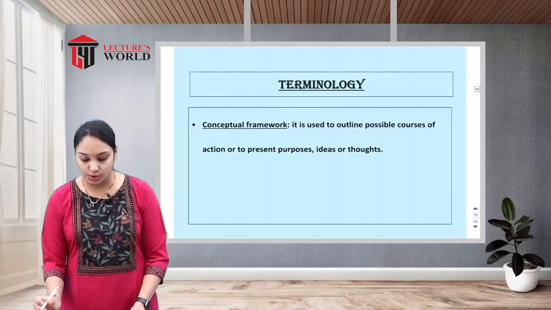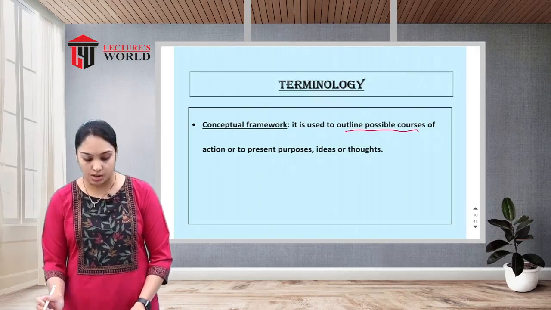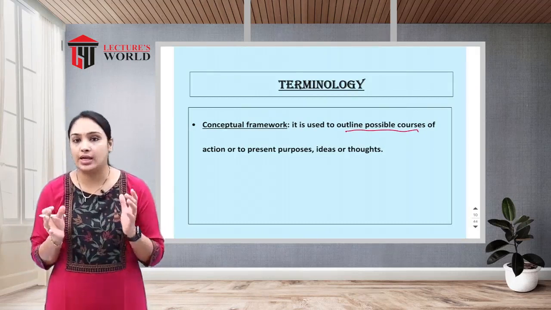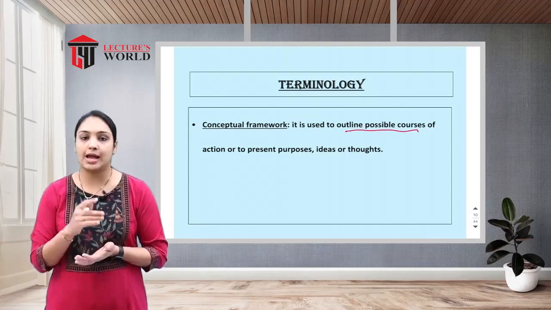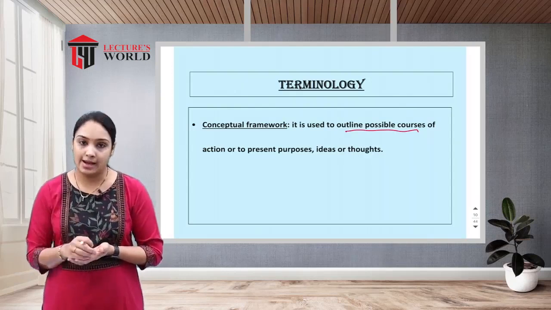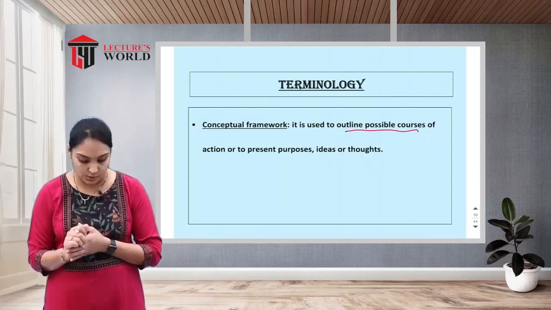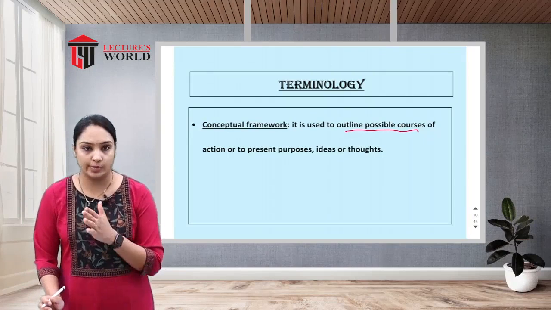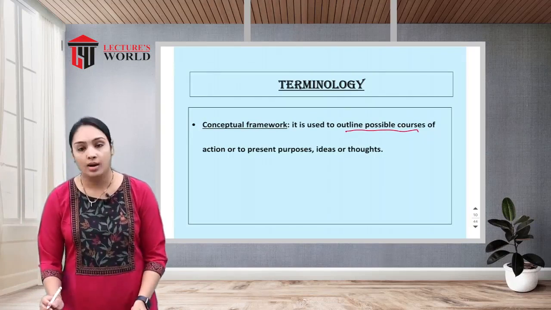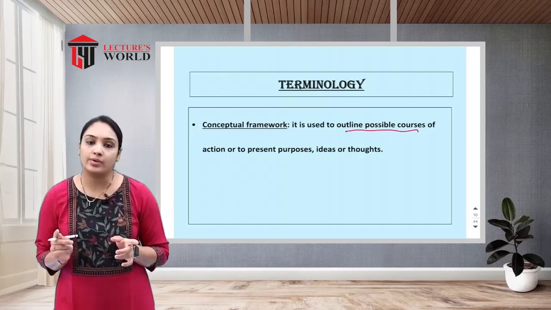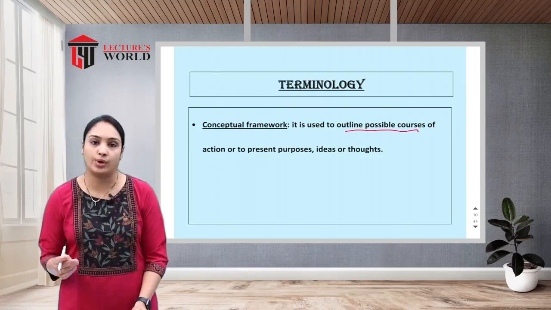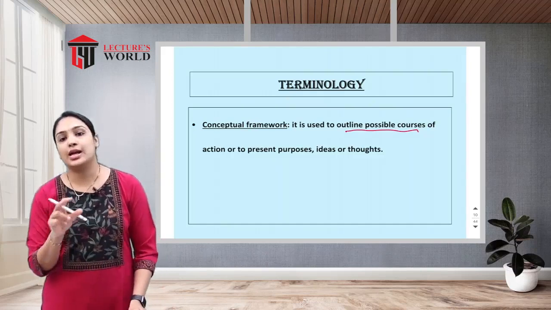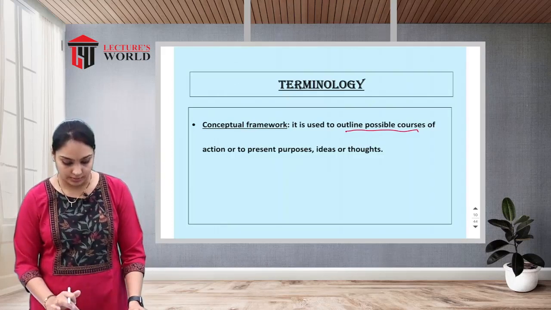Second definition: it is used to outline possible courses of action or to present purposes, ideas and thoughts. In one diagram we implement all the concepts, thoughts, ideas and beliefs together. Whatever action we are going to take during the course of study is known as the conceptual framework. Within that framework, in a diagrammatic formation, we put the concepts and the course of action we are going to take. That is known as a conceptual framework.